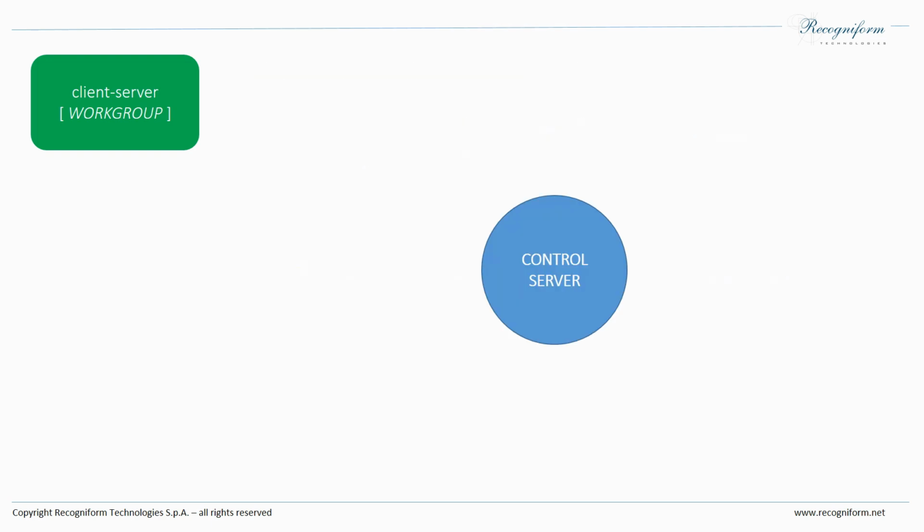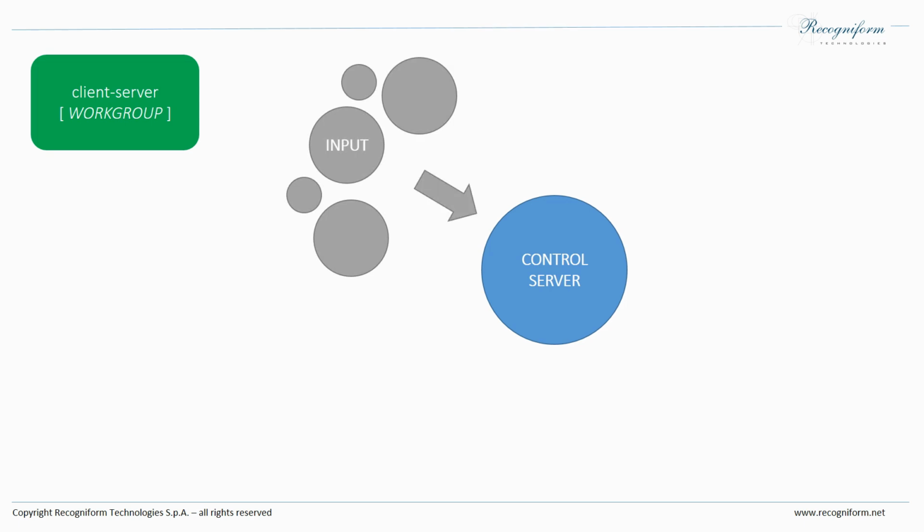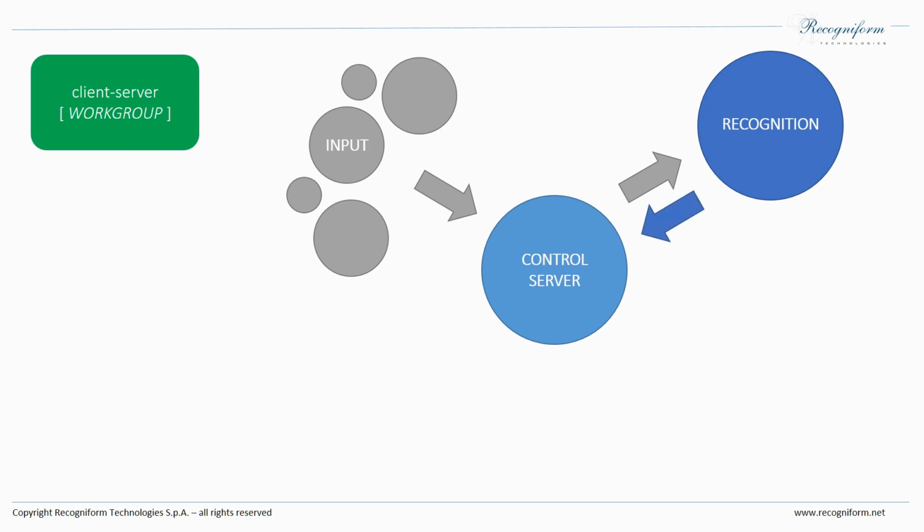With the Workgroup version, the first step is the input step. Batches of documents are sent to the control server, and from here to the recognition service. Once recognition step is done, the batch comes back to the server, marked for correction, or for output.